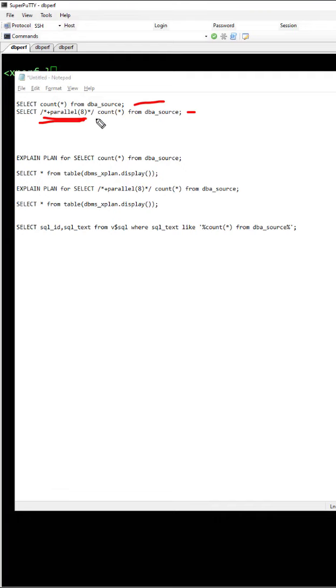I'm just using the parallel hint. Any hint can be used here, but the question is whether, if we use a hint, the SQL ID changes or not. The answer to this question is that the SQL ID changes. The first SQL will have a different SQL ID and the second SQL will have a different SQL ID. So let us just execute this in the database and see.